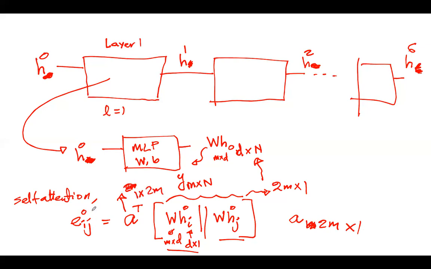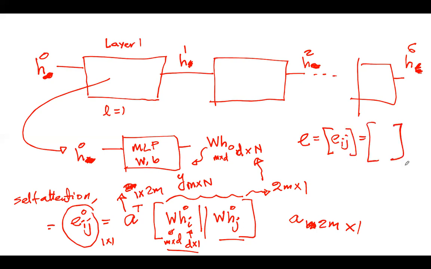So in a sense, your eij will be just a scalar value telling me what is the attention score for ith node to jth node. And that's going to be just a 1 by 1 scalar value. So as you can imagine, this E can be represented by a kind of symmetric matrix where the matrix is n by n if you have n nodes in your graph, right?